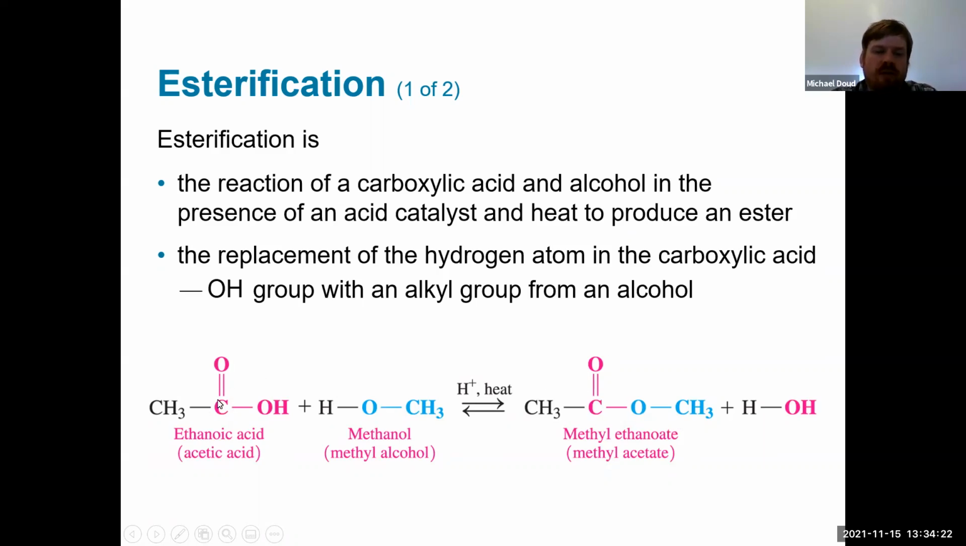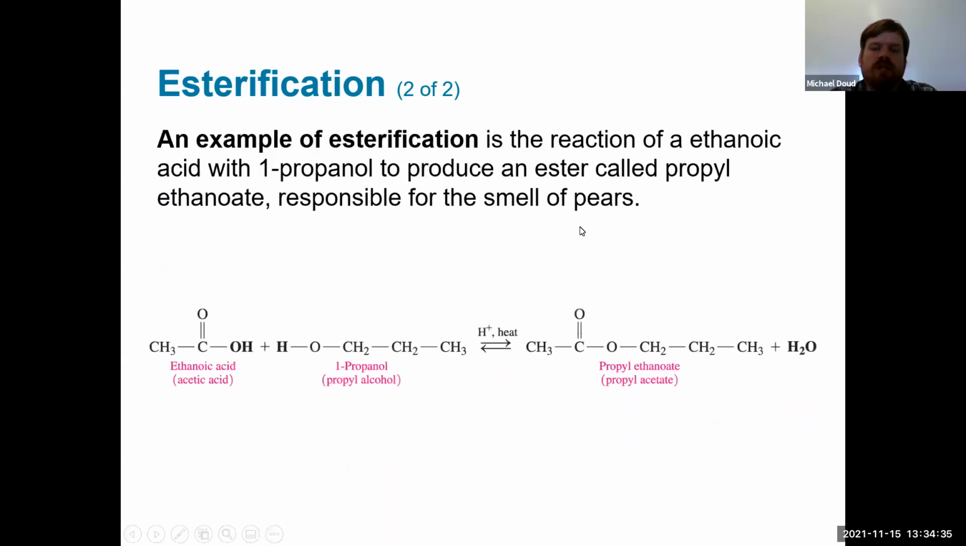So whereas before we had ethanoic acid reacting with methanol, now we have an ester that's called methyl ethanoate. That's a little preview of how we're going to name these esters. For example, you can take ethanoic acid and 1-propanol, and you would produce an ester that's called propyl ethanoate. So ethanoic acid, propanol, and you get this propyl ethanoate.